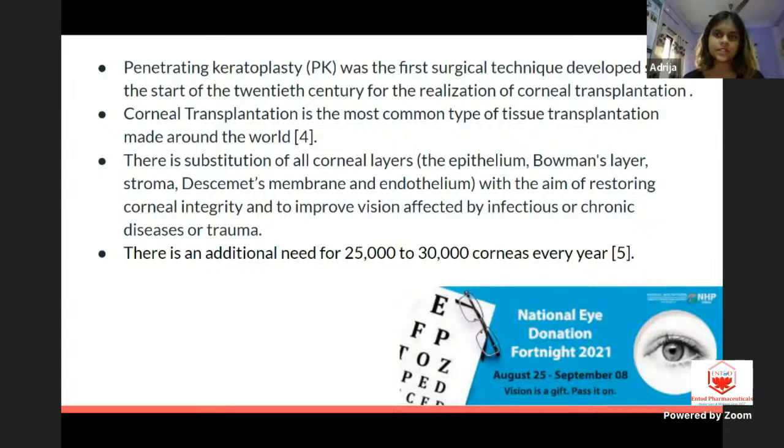Penetrating keratoplasty was the first surgical technique developed since the start of the 20th century for corneal transplantation. Corneal transplantation is the most common type of tissue transplantation made around the world. All layers of the cornea, the epithelium, Bowman's membrane, stroma, Descemet, and endothelium, are replaced with donor tissue with the aim of maintaining corneal integrity and improving the vision of the patient. There is an additional need of 25,000 to 30,000 corneas every year, which will be required to meet the increasing burden of corneal blindness in our country.